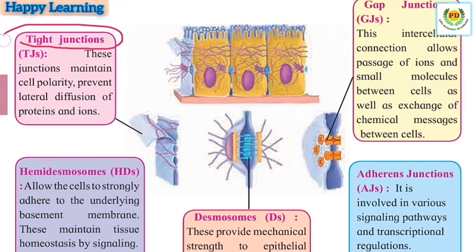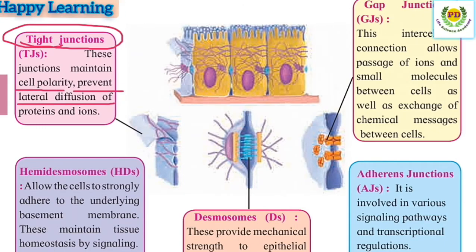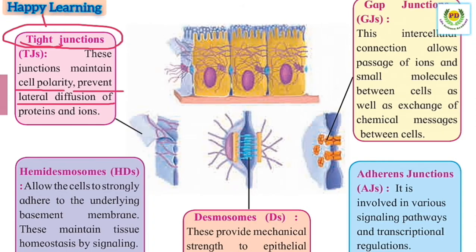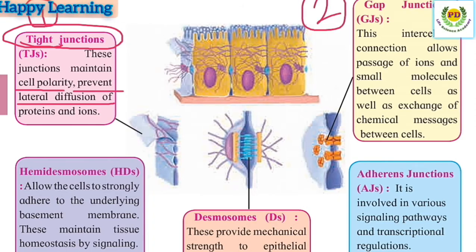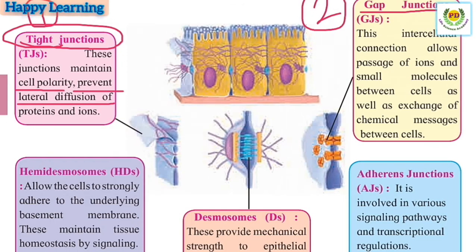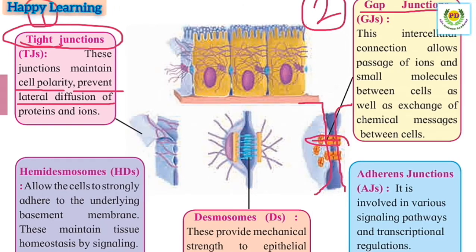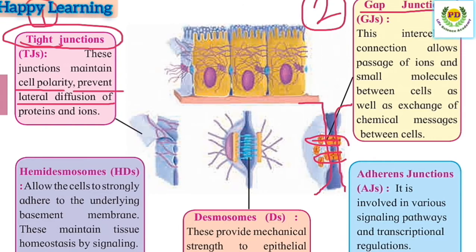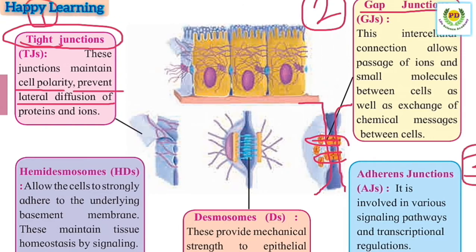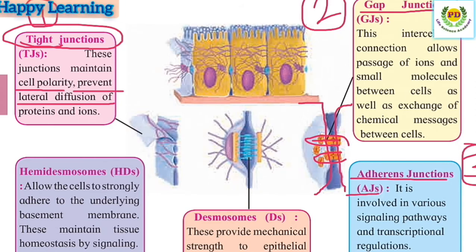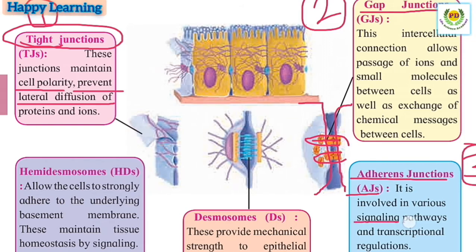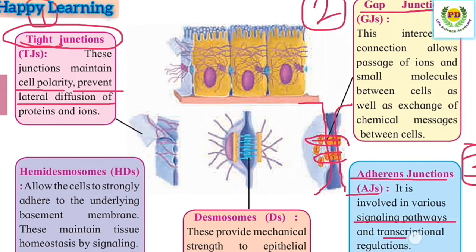That is the tight junction, without any space. It prevents the lateral diffusion and maintains the cell polarity. Then second, this is the first cell junction, this is the second cell junction, that is the gap junction, where the space is present, that is the intercellular space. These are present for the connection and the transportation or exchange of chemical messages. Then third is the adherens junction, which adheres the two cells and passes signals or is involved in the signaling pathway as well as transcriptional regulation.